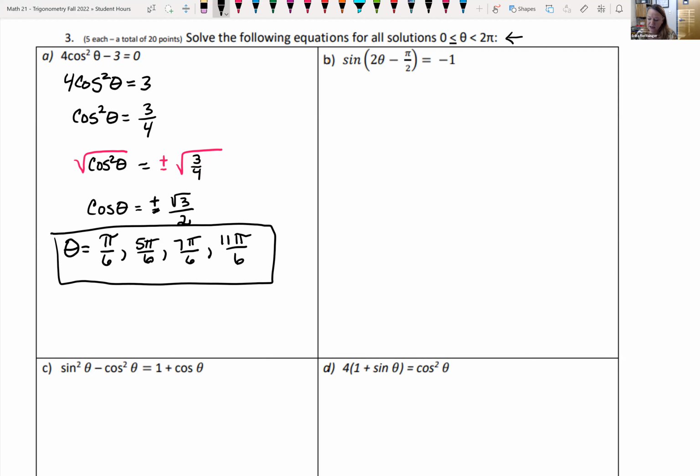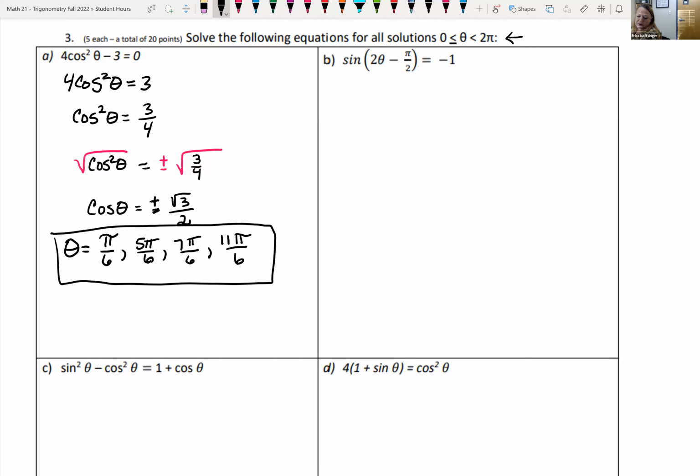If it had asked me for all solutions, then for each one of those angles, I would add plus 2pi times k, where k is an integer. Because we would do full rotations, and that would give us back to the terminal side. That gave us that value.